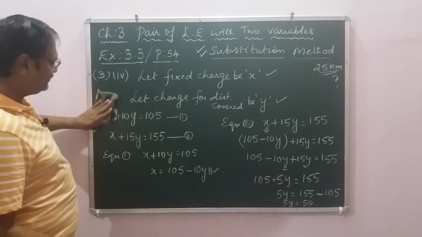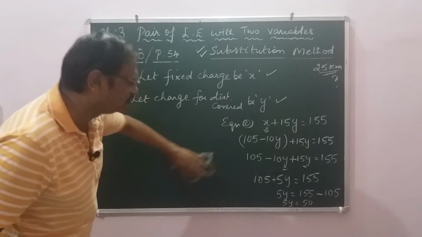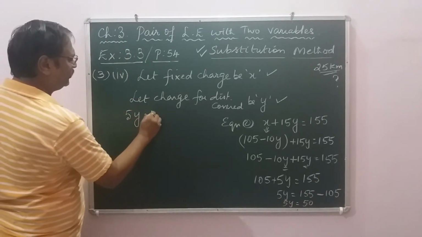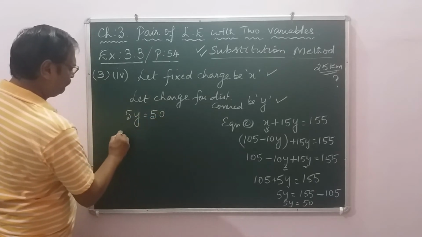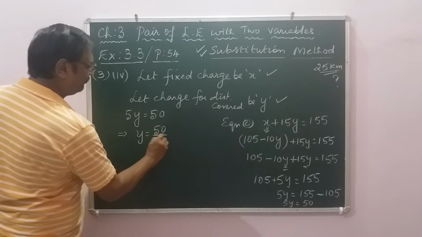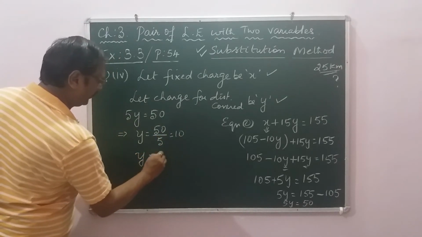So, can I erase this now? Okay, let me erase this part now because it has served its purpose. Right, now I have 5y is equal to 50, which implies y is equal to 50 divided by 5, that is 10, or y is equal to 10.